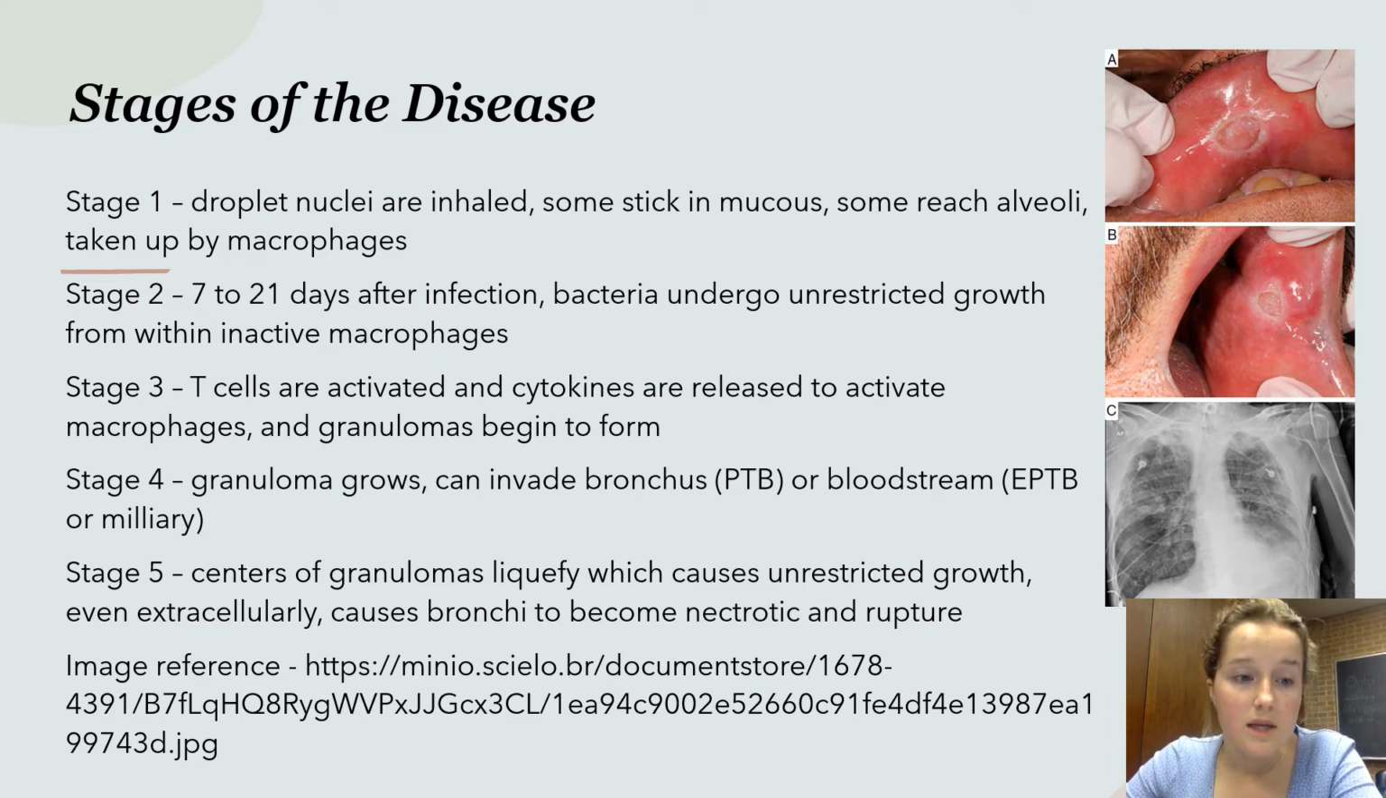And stage 5, the centers of granulomas liquefy, which causes unrestricted growth, and they even begin to have unrestricted growth extracellularly, which causes the bronchi to become necrotic and rupture. And this is how destruction of the lungs is a symptom of TB.